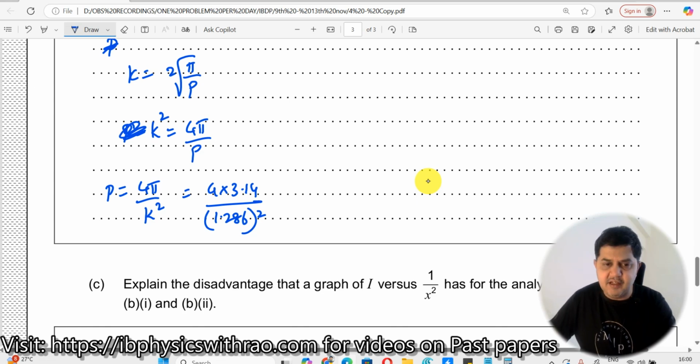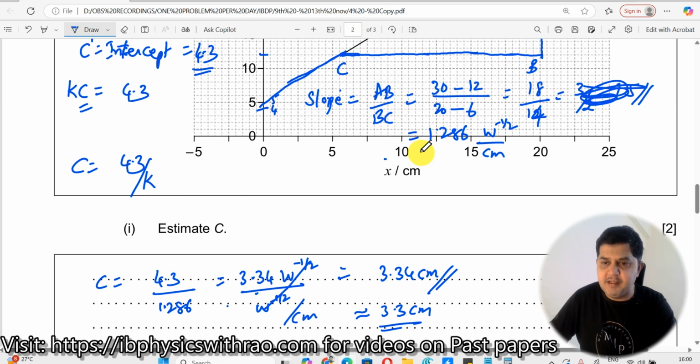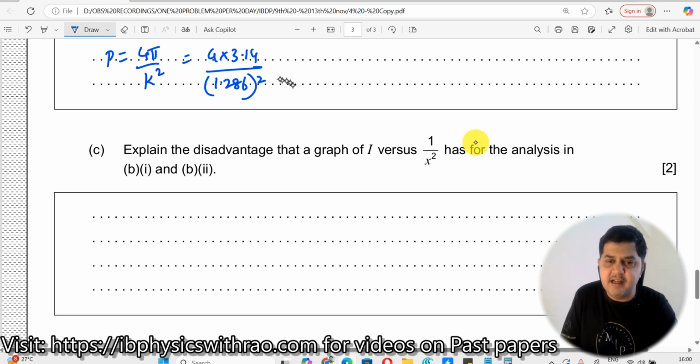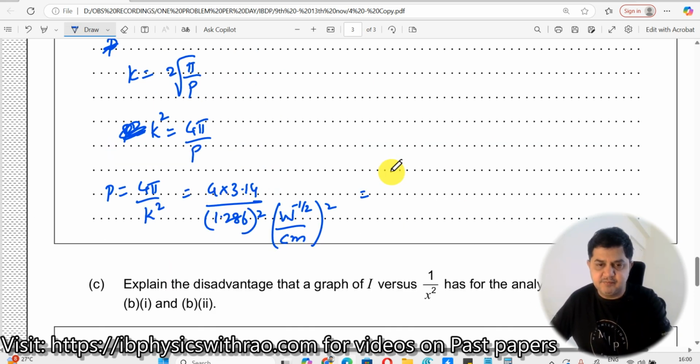And what is the unit of K? Because I need to put the value of P, right? When I put the value of P, the unit is also required. It's W power minus half per centimeter. So this is W power minus half per centimeter whole square. Now let us calculate this value.